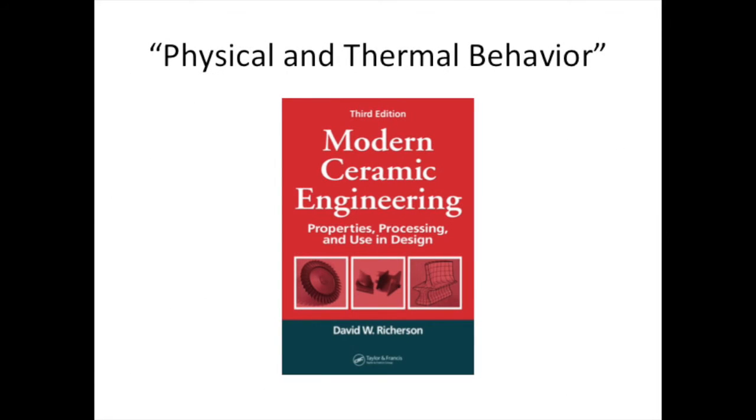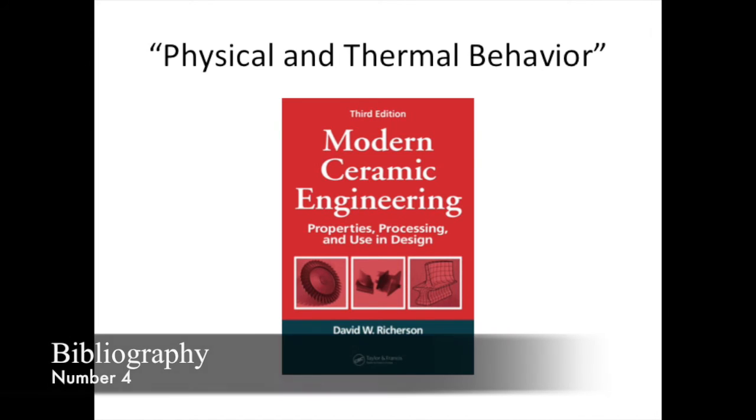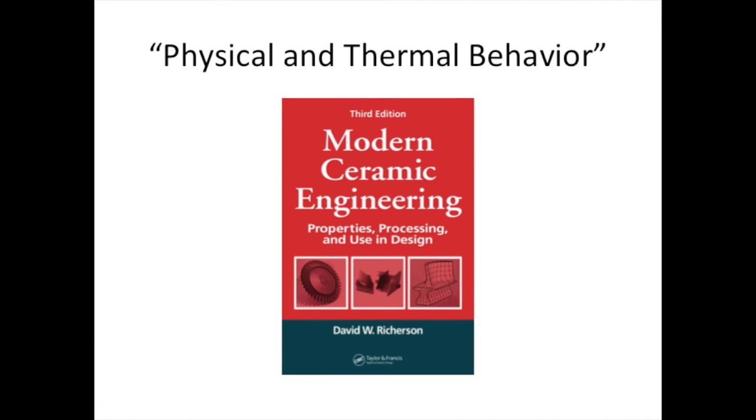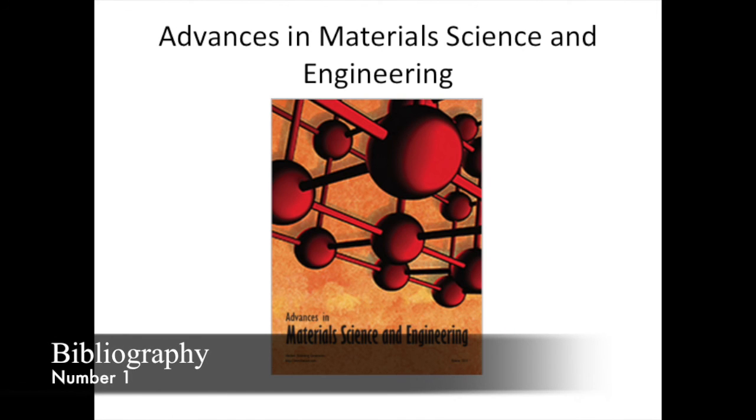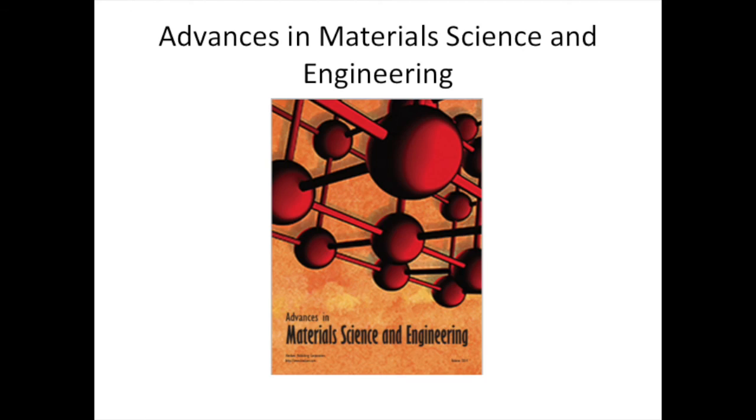To learn more about thermal behaviors, theoretical densities, and much more, the chapter Physical and Thermal Behavior in the book Modern Ceramic Engineering is very engaging and will explain the different types of physical and thermal properties of materials. For keeping up to date with the current technologies in the material science and engineering field, the journal Advances in Material Science and Engineering is exceptional. This journal has thousands of entries to learn more about the new engaging technologies of materials.